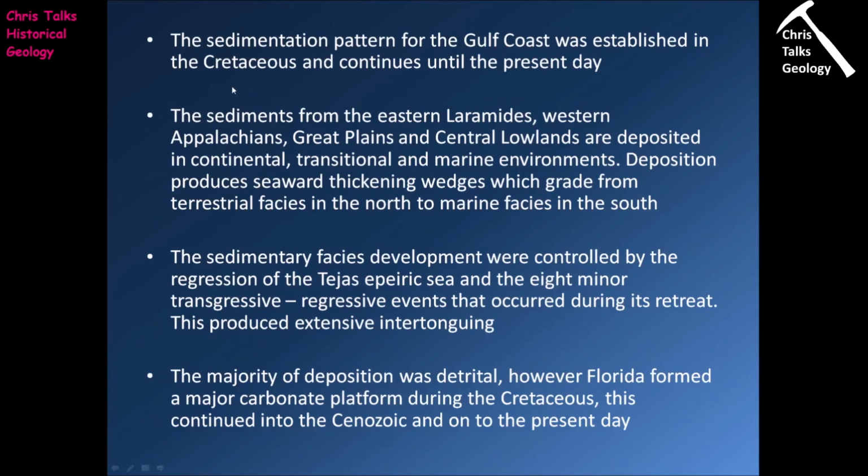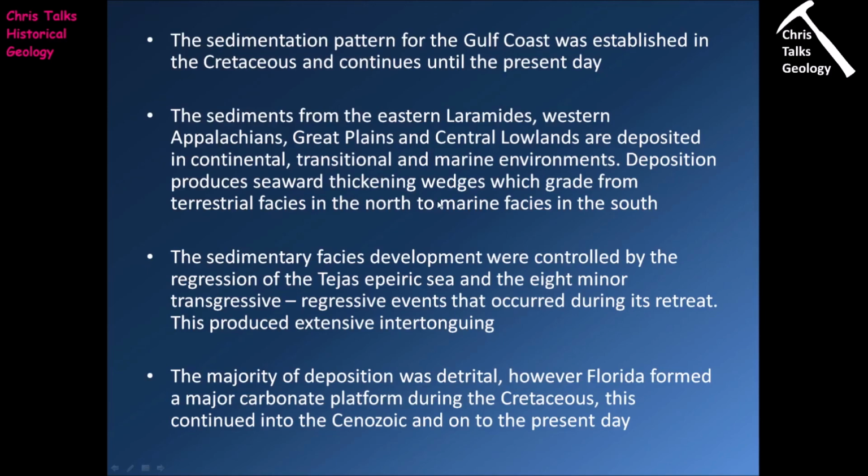So the sedimentation pattern for the Gulf Coast was established in the Cretaceous and continues until the present day. Essentially, it's an area which is dominated by continental marine sediments. So the sediments that are eroded from the eastern Laramides and western Appalachians essentially are transported across the Great Plains and central lowlands, and they're deposited in continental, transitional, and marine environments, depending on where the rivers drop them. So this deposition once again produces one of these seaward thickening wedges.